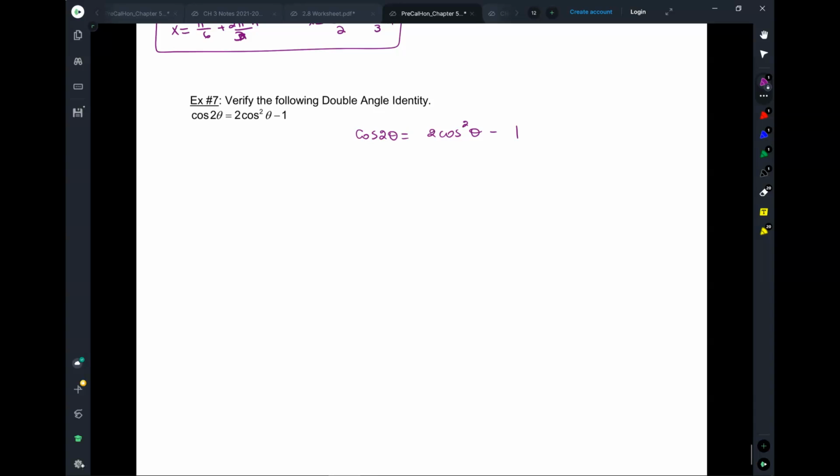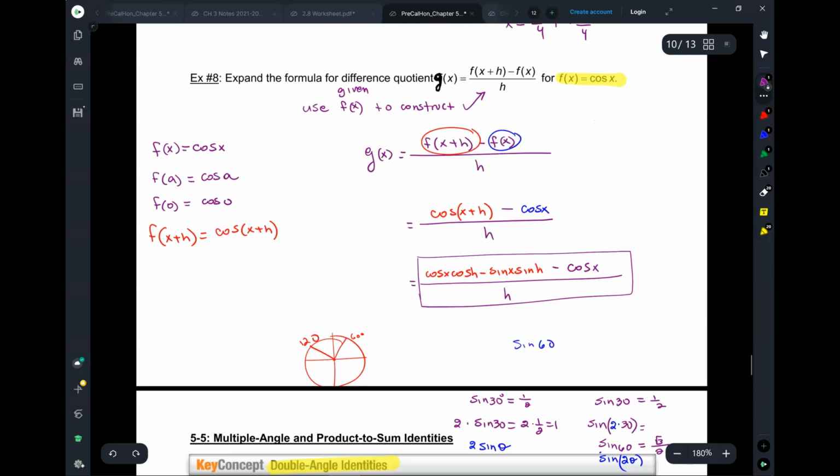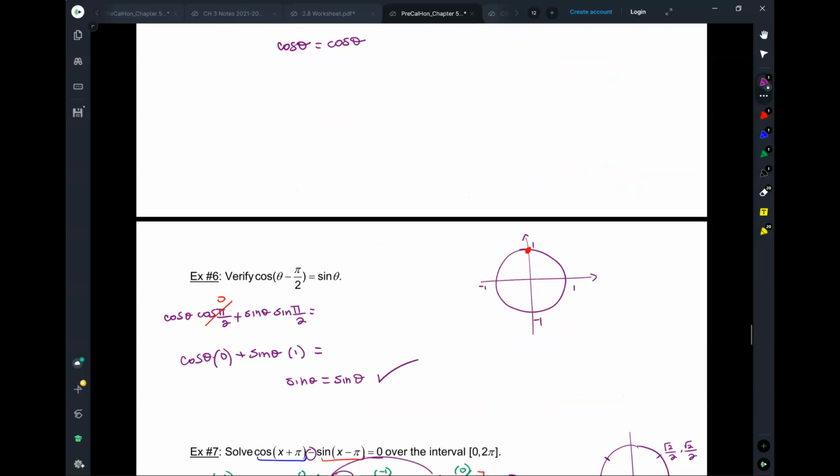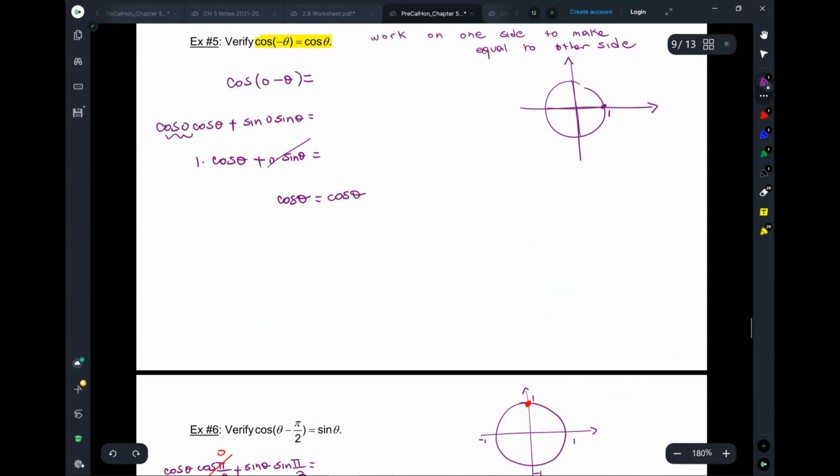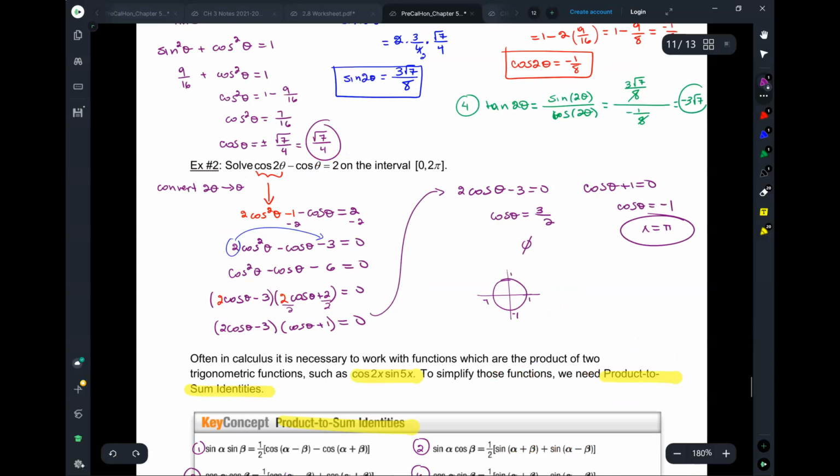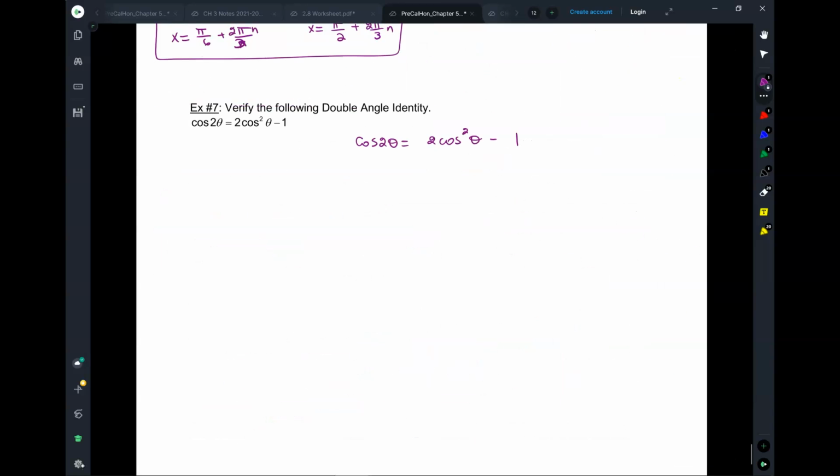So start with the left-hand side, cosine of 2 theta. Remember how we did this before? We had to verify these things. So we're going to do the same thing. What's another way that we can write cosine 2 theta? Is that cosine theta plus theta? Yep. And now look at what I have. I got cosine A plus B. So that's cosine, cosine, sine, sine. So cosine theta cosine theta minus sine theta sine theta equals.